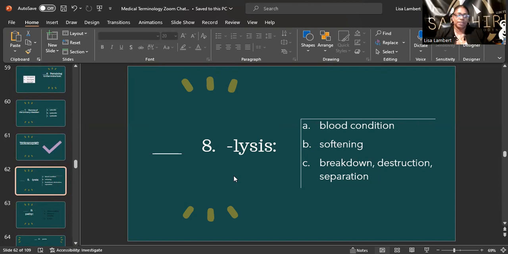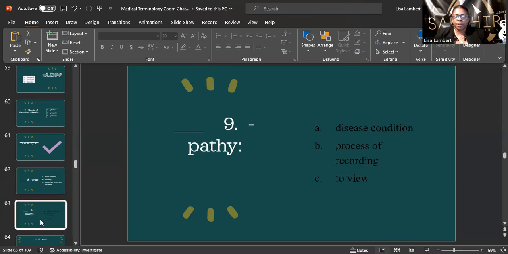I'm not going to say what it is, but lysis is a new form. Lysis is something that starts from something else. Something that's good turns into something bad. I'm not going to give you the answer, but just keep in mind, focus on the question. Focus on the question. Process of recording to view disease condition.